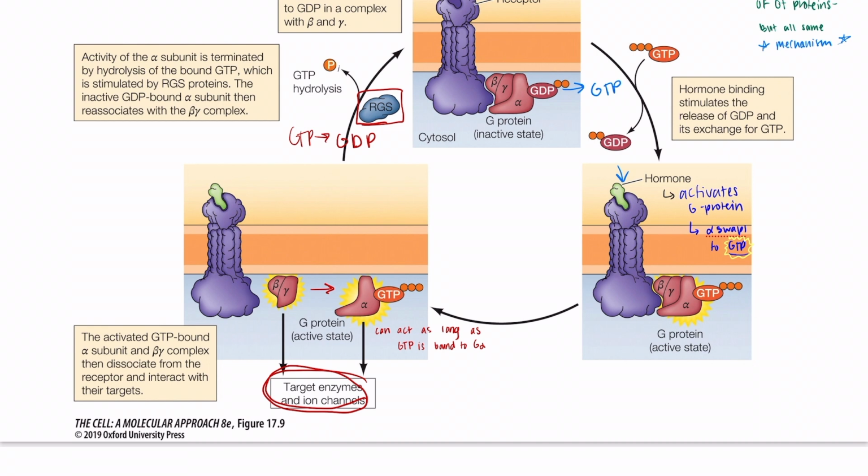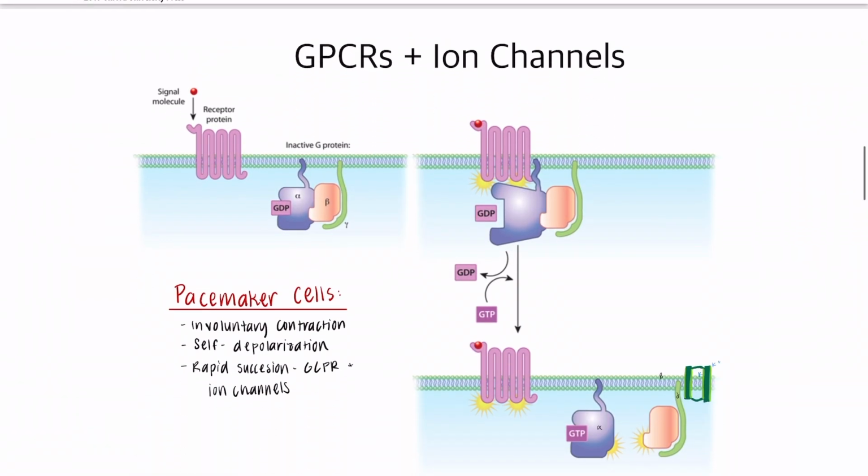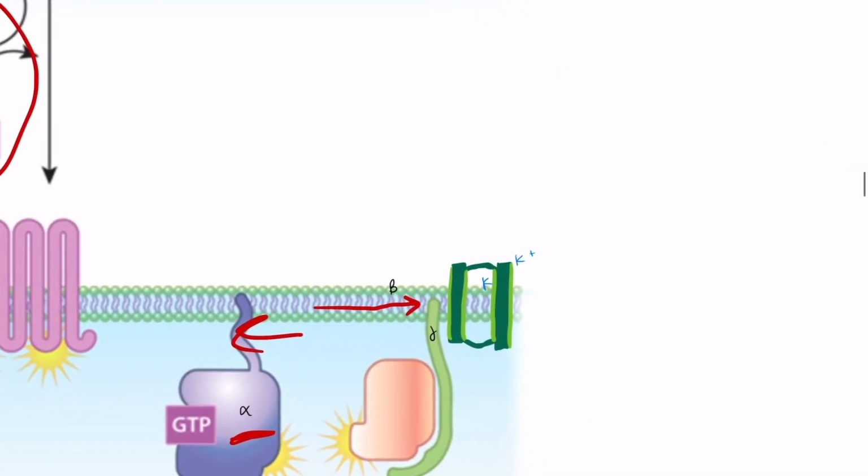Here is an example of a GPCR that opens an ion channel. This is in the heart, ion channels in pacemaker cells of the heart, where cells can spontaneously depolarize and contract. Acetylcholine binds to the receptor, which swaps GDP for GTP. The GPCR is now active, and the alpha subunit dissociates from the beta-gamma subunit. The beta-gamma subunit migrates through the plasma membrane towards potassium channels. Potassium leaves the cell, depolarizing it, which then leads to action potentials and muscle contraction.